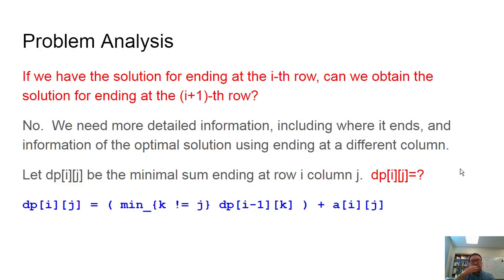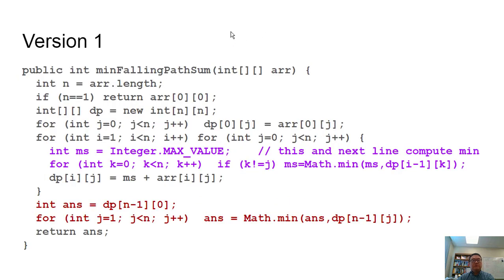So that's my dp definition. And then my first version of the code I'm showing is essentially just turning this into Java code. So this is Java code. There's a special case when n is 1. We don't need to do anything.